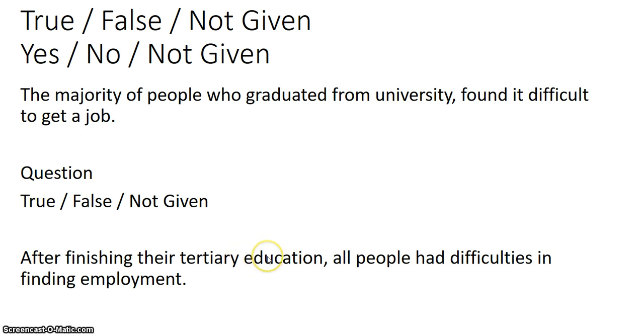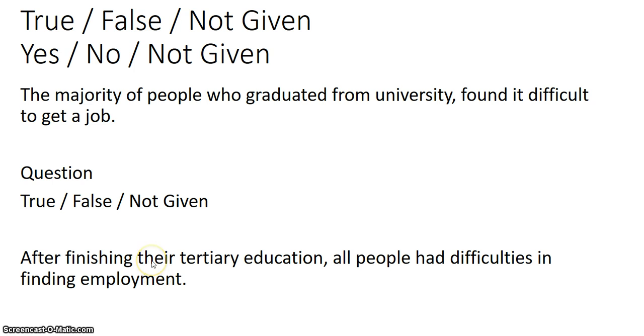So for now, the sentence agrees with this sentence. All people had difficulties in finding employment. The next word we have is employment, and again we can see that it has a synonym here. Employment is the same as job. And then we have had difficulties in, and again difficulties is the same here, found it difficult. Had difficulties, found it difficult. So far, three sections of the text are very similar to the three sections in the question.